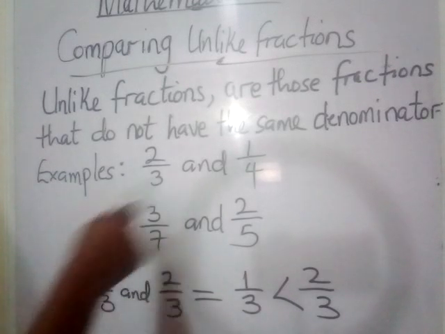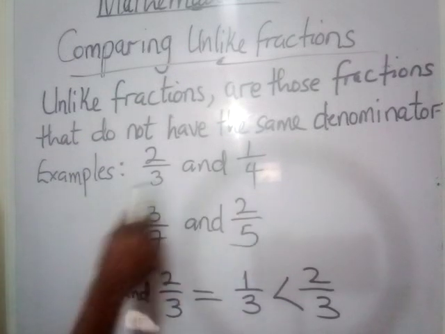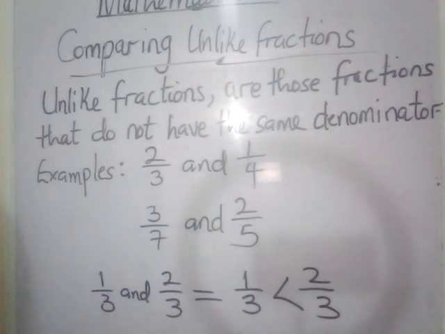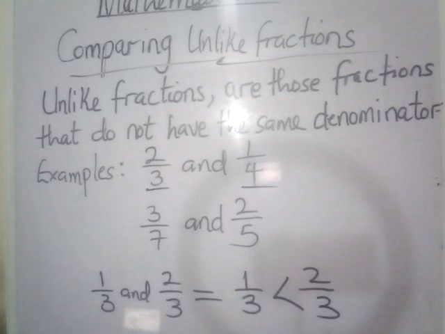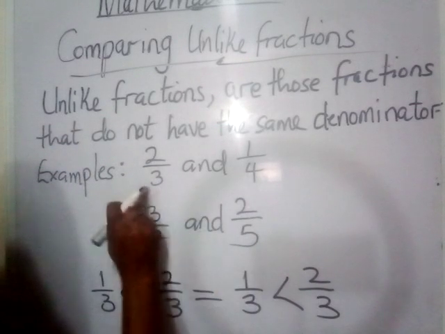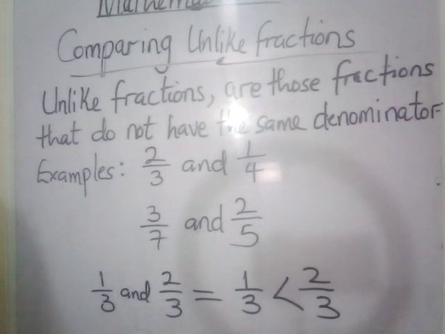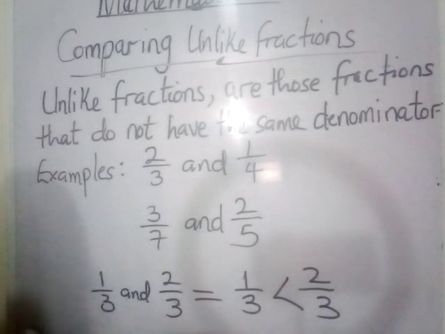But when we come to unlike fractions, it's not so simple because the denominators are not the same. So what do we do? In order to be able to compare unlike fractions, you have to first make the denominators look alike. You have to look for a way to change their denominators to something that looks the same, like the way you have in like fractions.